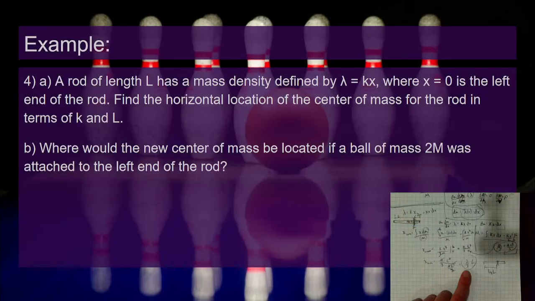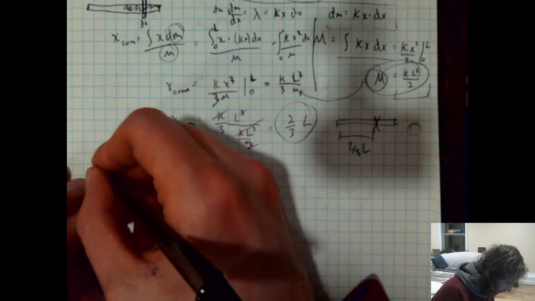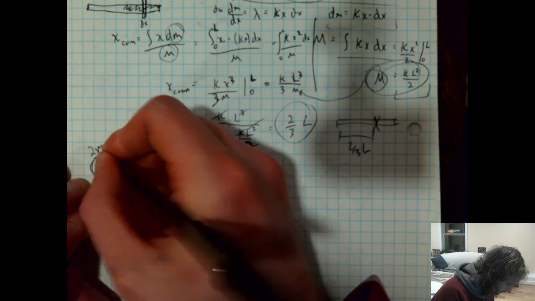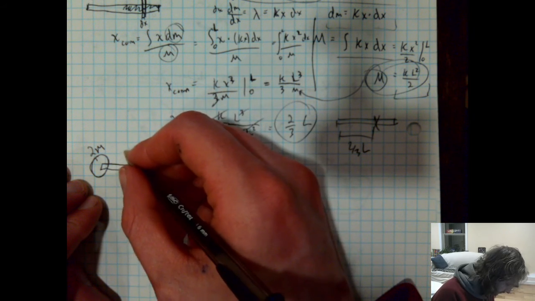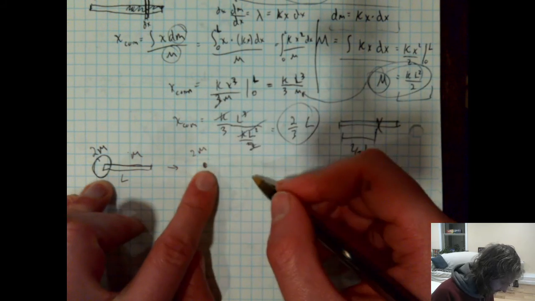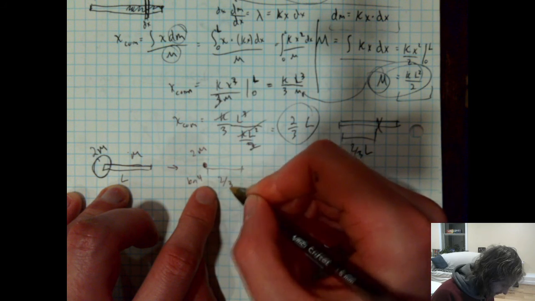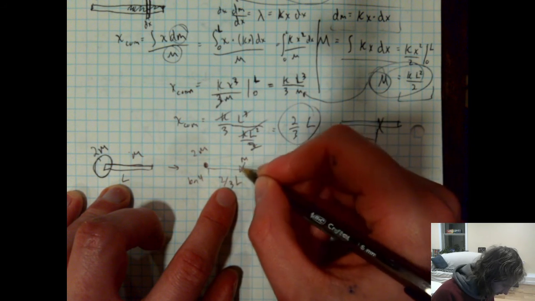So when we go to do our second problem, where there is a ball with a mass of 2 capital M, M being the total mass of the rod, attached to the left end of the rod, then we've got a situation where we've got this big old chonker, and we've got this rod of mass M and length L. But we can treat that like it's this one dot with a mass of 2m from the ball, and 2/3 of the way along, one dot with a mass of m.